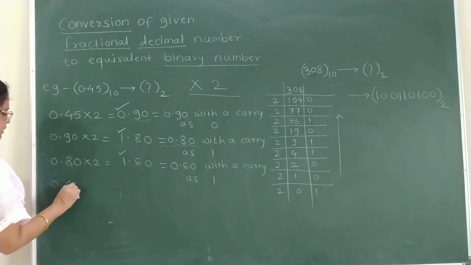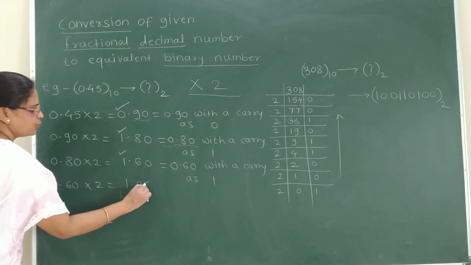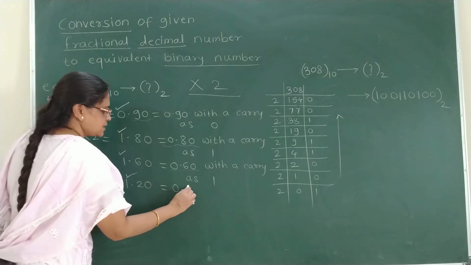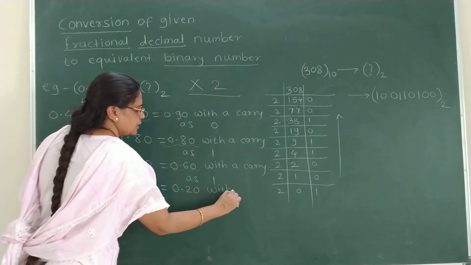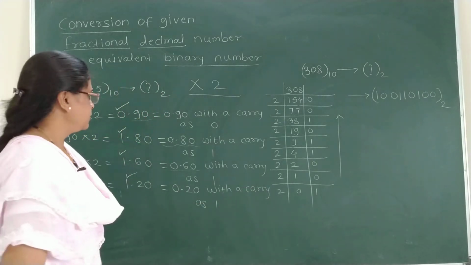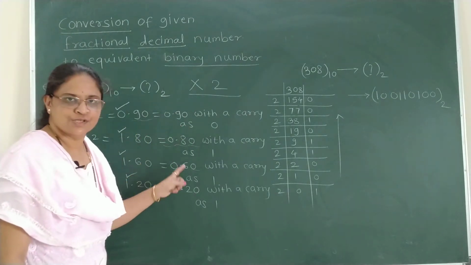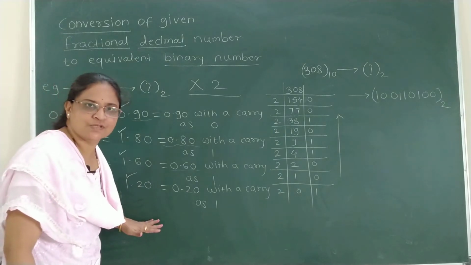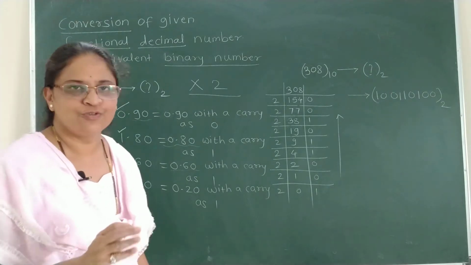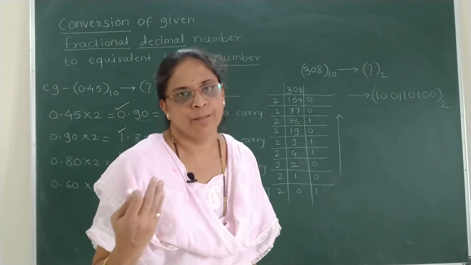Continue with the remaining part. 0.60 means the fractional part. 0.60 into 2, it becomes 1.20. So again remove this integer position digit 1. The answer is 0.20 with a carry of 1. But have you observed this multiplication part, even though generating a carry of 1 or 0, this is a never-ending process. Yes. So here you have to stop after 4 to 5 steps. For more accuracy, repeat the process for many steps.